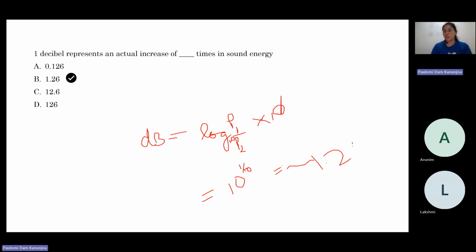So what I wanted you to imagine is, even if there is a 1 decibel increase, your energy of power increases by 1.26 times. Now, why do I say this is important? What is the human hearing range? Any idea?